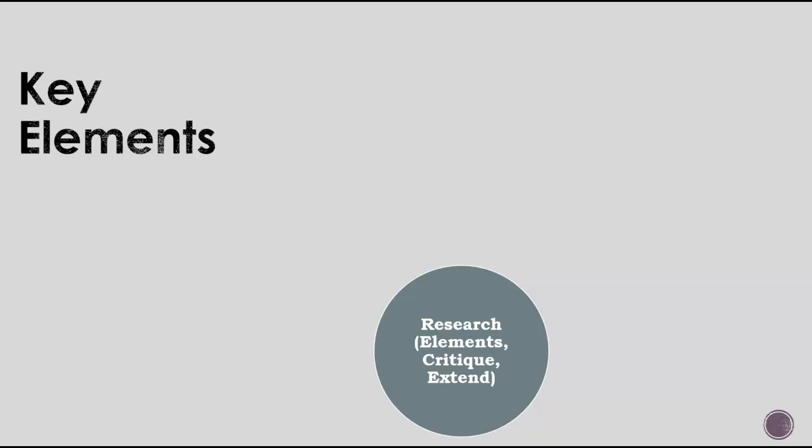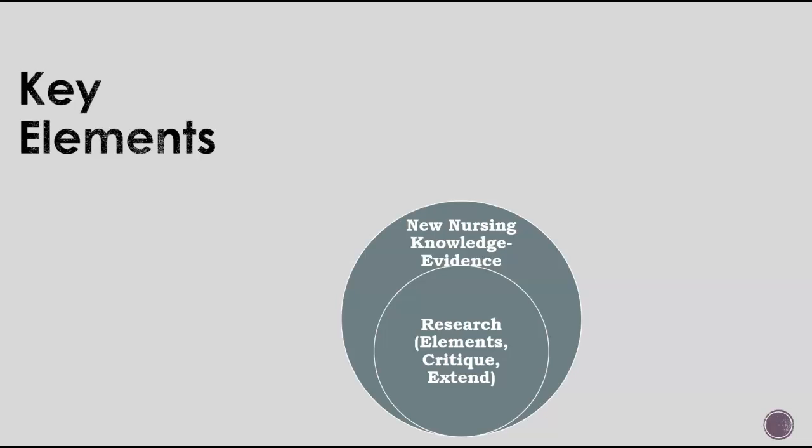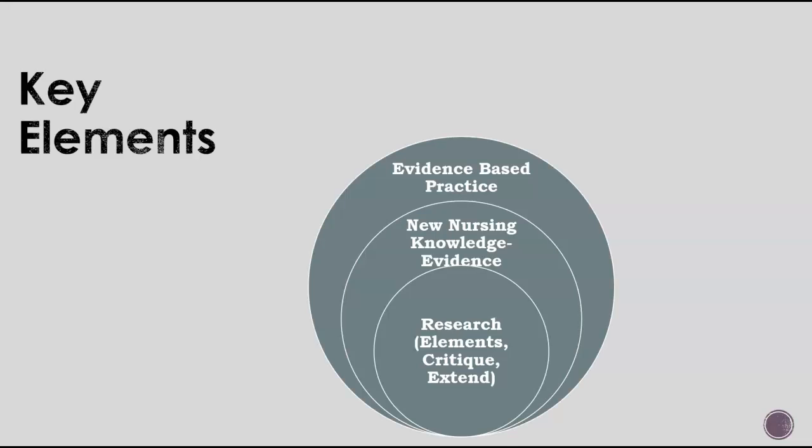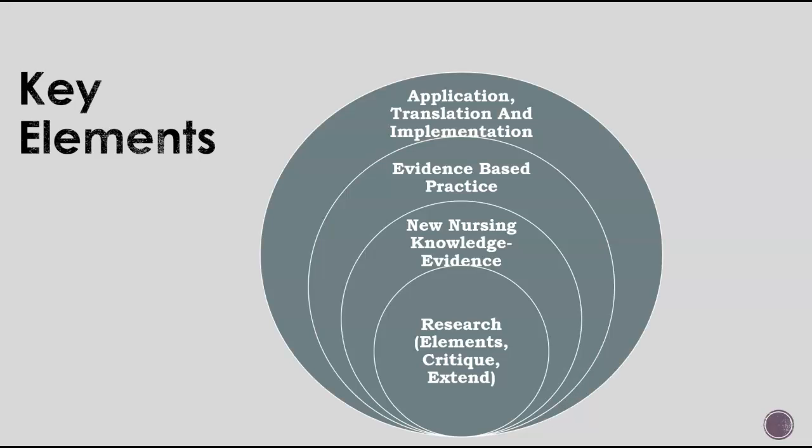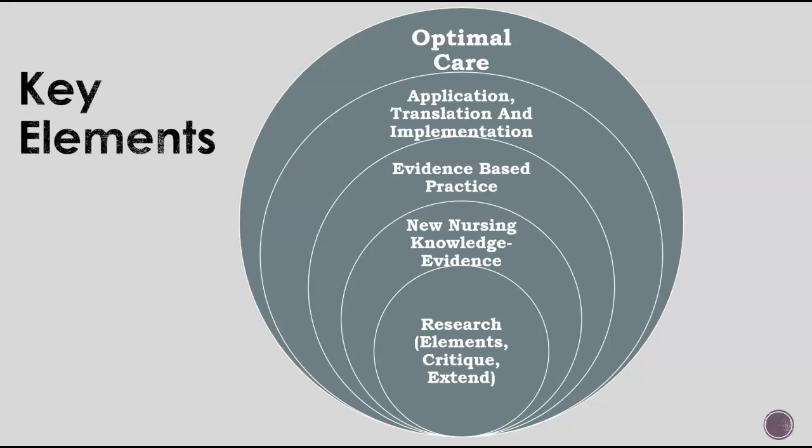The key elements that are found include research, which are elements of research itself, critique or extending, and then it moves on to new nursing knowledge, which would be identifying evidence, then moving that evidence into evidence-based practice. Next step would be application, translation, and implementation, with the final goal of optimal care.